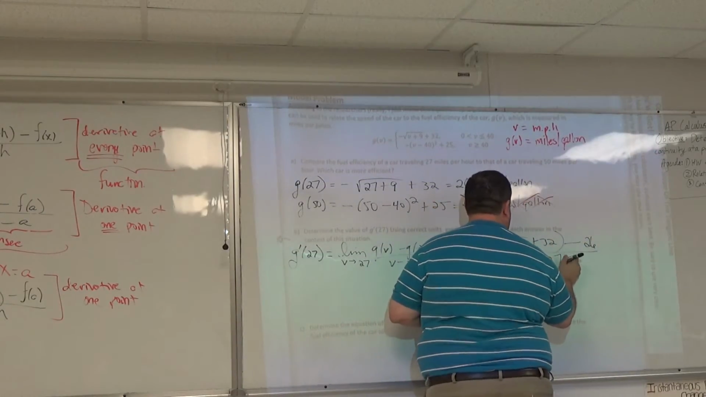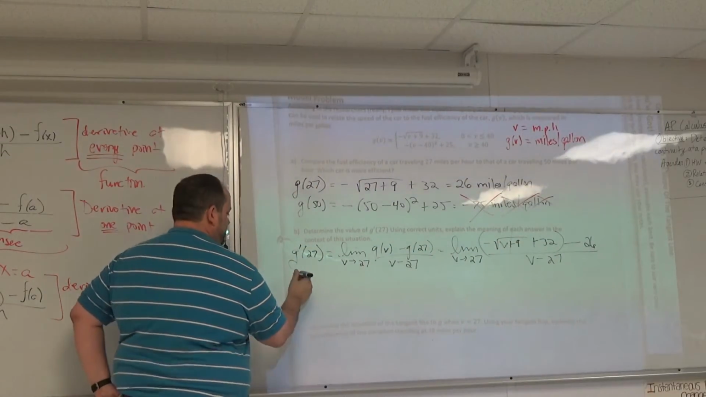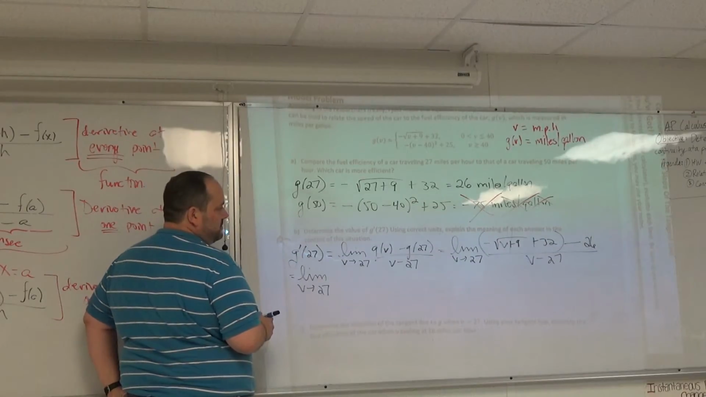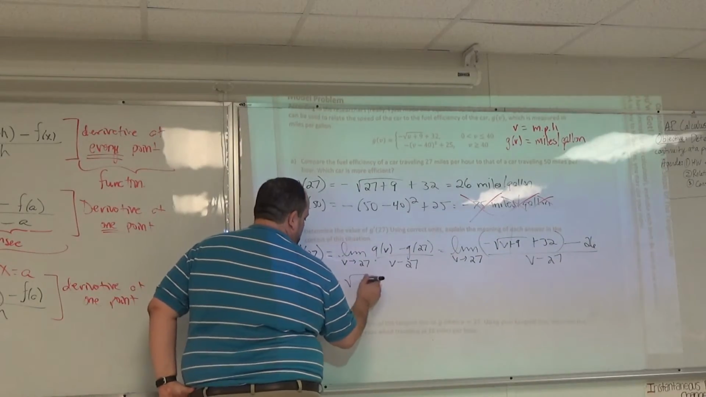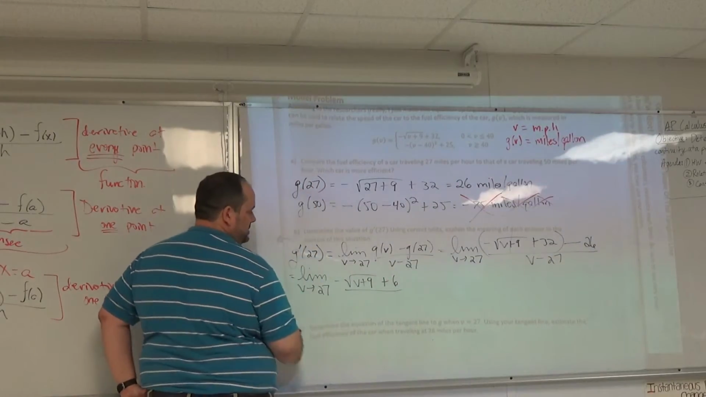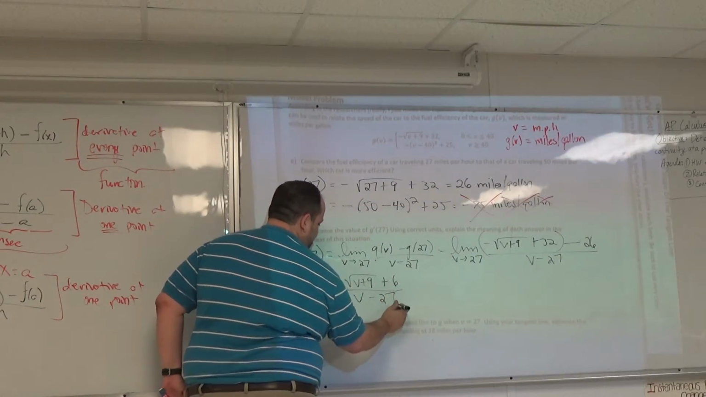26 over V minus 27. You guys are probably fine without me on this one, so just finish it off. Limit as V approaches 27 of negative square root of V plus 9 plus 6 over V minus 27.